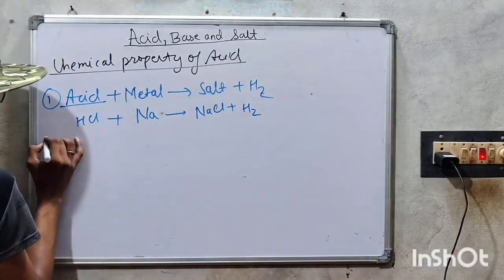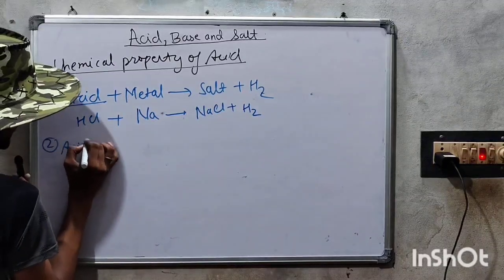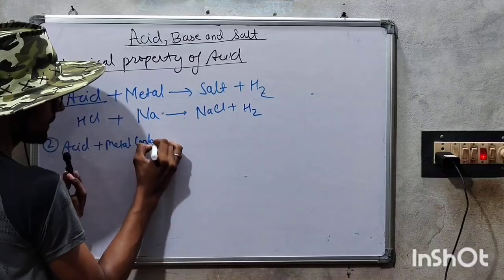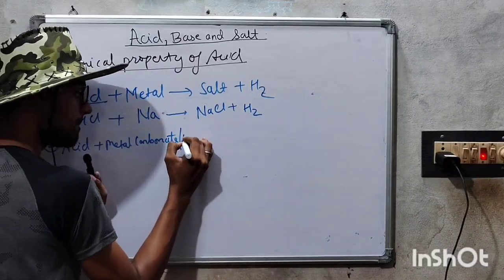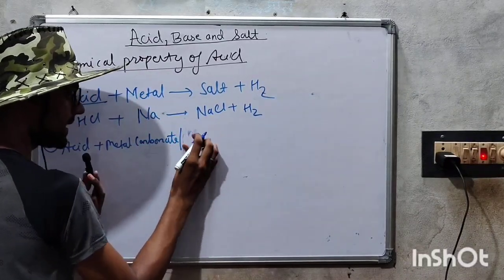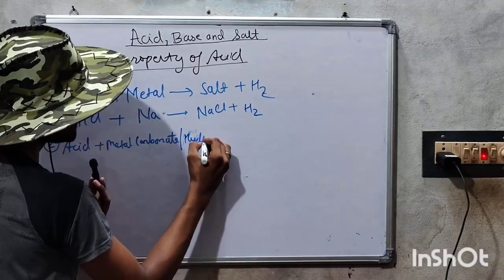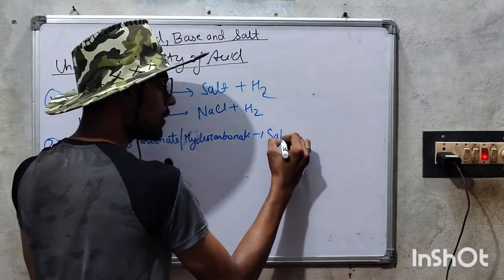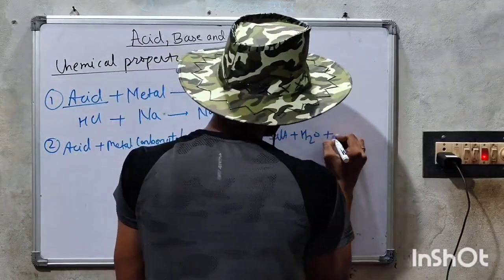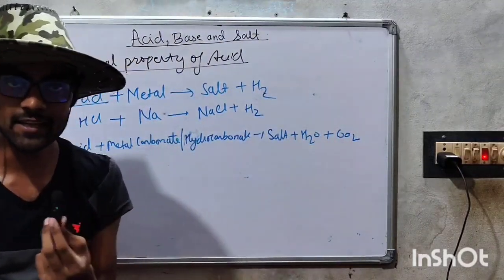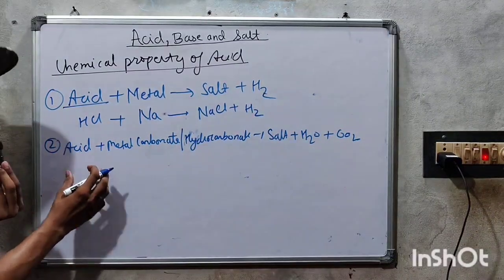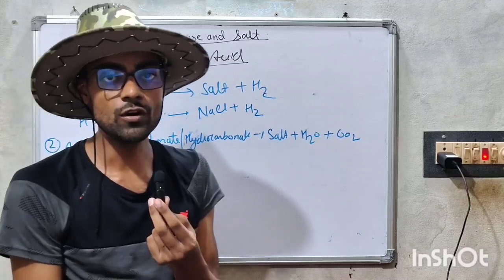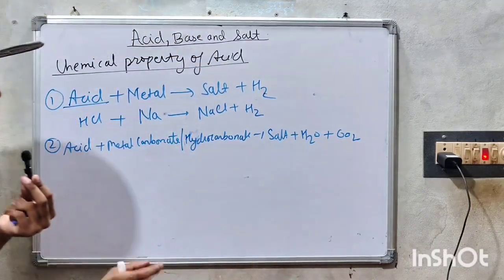And second, when acid reacts with a metal carbonate or metal hydrogencarbonate, it will give salt plus water plus carbon dioxide.